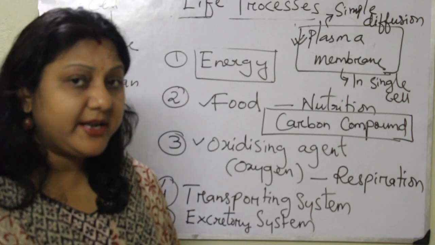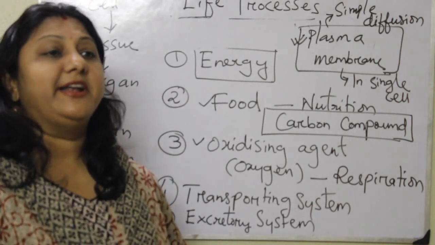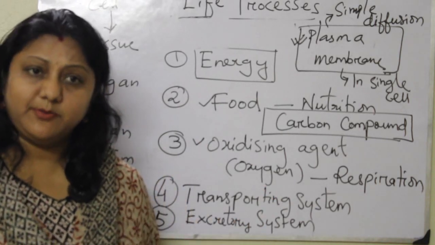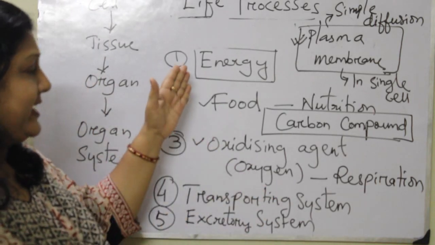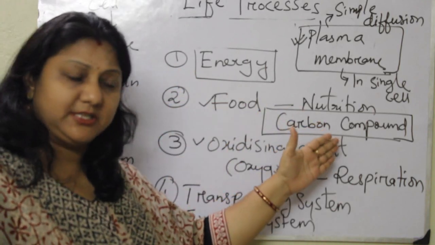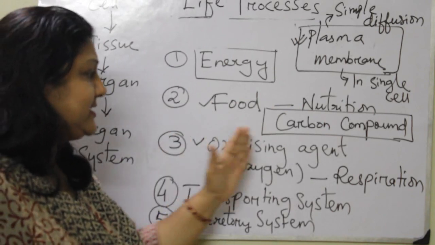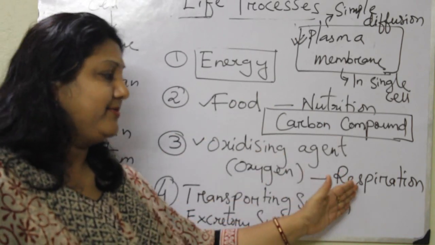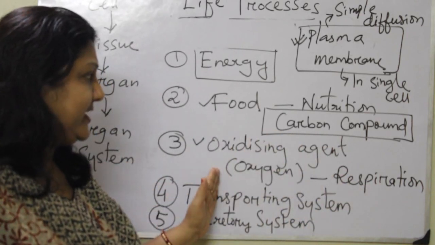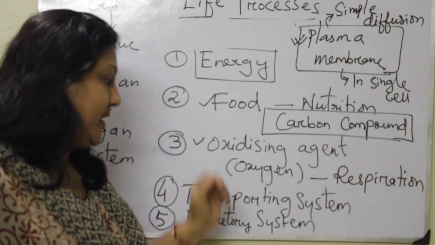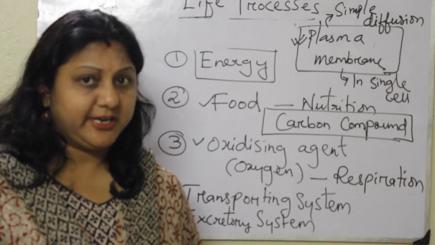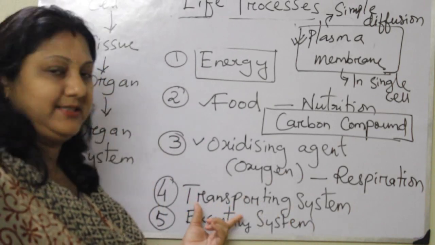And the repair and maintenance work can be achieved by different types of processes. It is the requirement. Now what are the processes? The processes of energy production. It is dependent on food, so we have a nutrition system. It is dependent on an oxidizing agent, the oxygen, so we have a respiratory system to provide food and oxidizing agent to produce energy. Now after it is produced, as it is a complex organism, it has to be transported, so we need a proper transporting system.